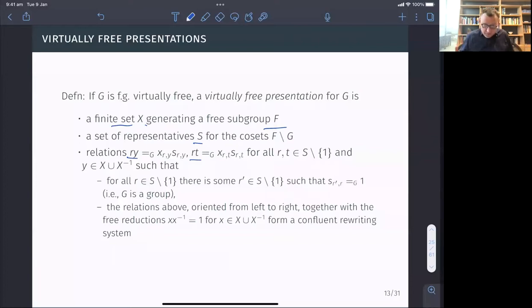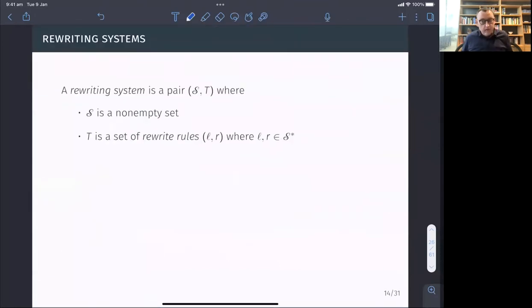So you're given two of these descriptions, and using all of this data, they're able to decide isomorphism in PSPACE. There are a few extra conditions, and the final condition here is that the relations for moving the coset representatives past other group elements to the right, together with free reductions, which we always have in a group, form a confluent rewriting system. I'll tell you what that is on the next slide, because it's going to lead into the description that we give for plane groups.